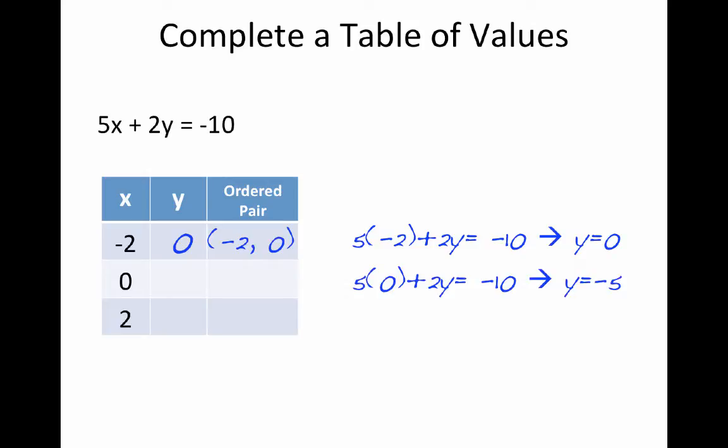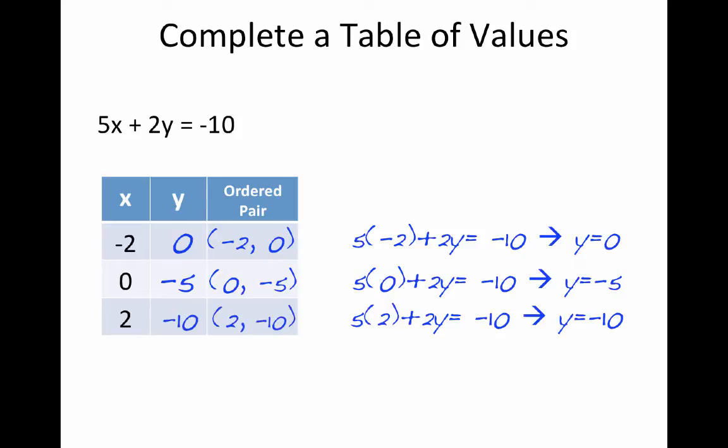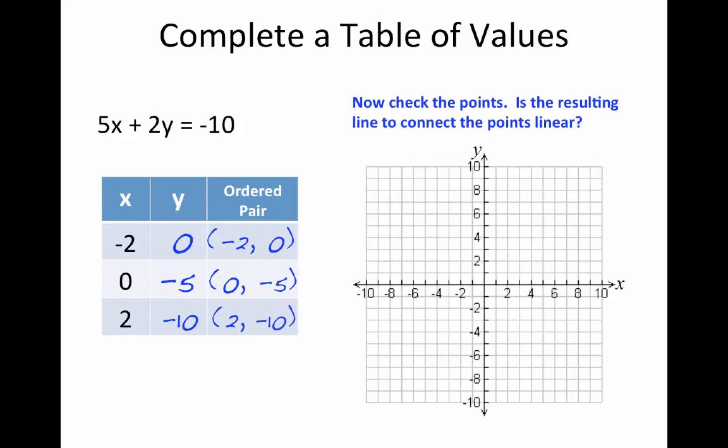When x is 0, you'll have 5 times 0 plus 2y is equal to -10. Solve for y. Y is equal to -5. That gives you the ordered pair of x is 0, y is -5. Finally, when x is 2, you'll have 5 times 2 plus 2y is equal to -10, or y is equal to -10. So you have the ordered pair 2, -10. Go ahead and pause the video, graph the points, and check to make sure the resulting line is linear.